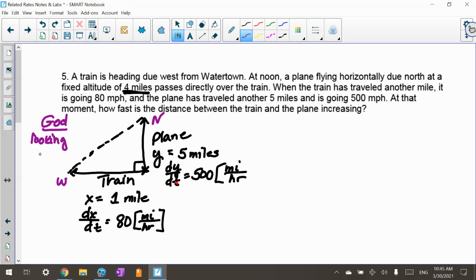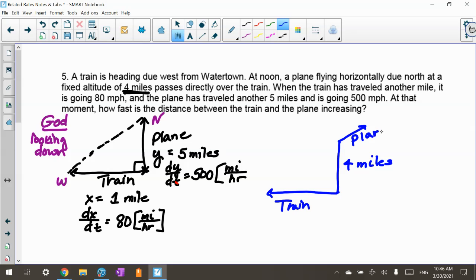There's a third dimension. So I'm going to be now the person standing on the ground, and I'm going to be looking at this. So here is the plane, and it's kind of going in that direction, which is north, and they're 4 miles above the earth. And the train is going this way, as this train is moving and the plane is going north. So I'm looking at this straight on the ground. This is 4 miles from the earth. So the plane is above me.